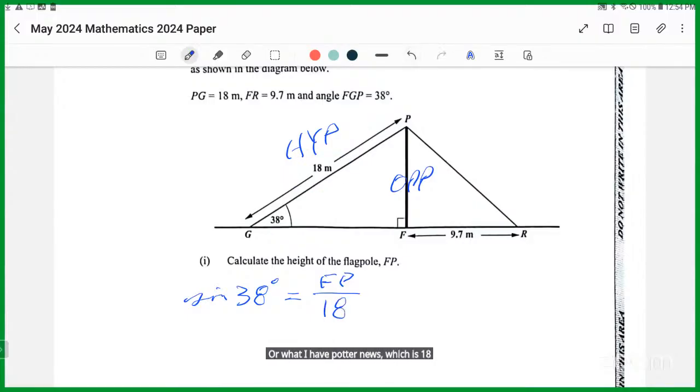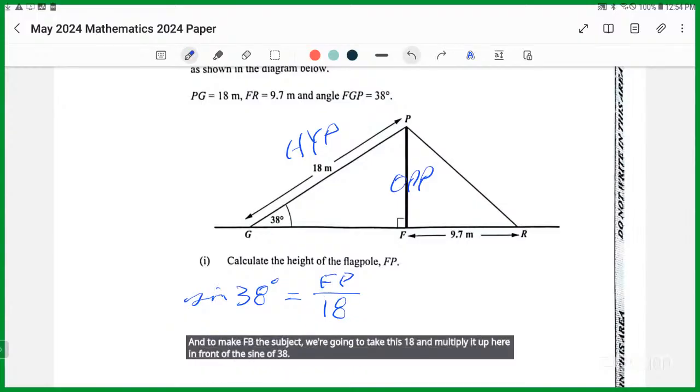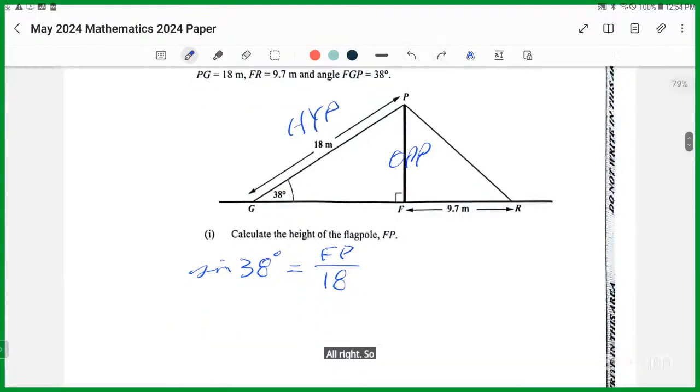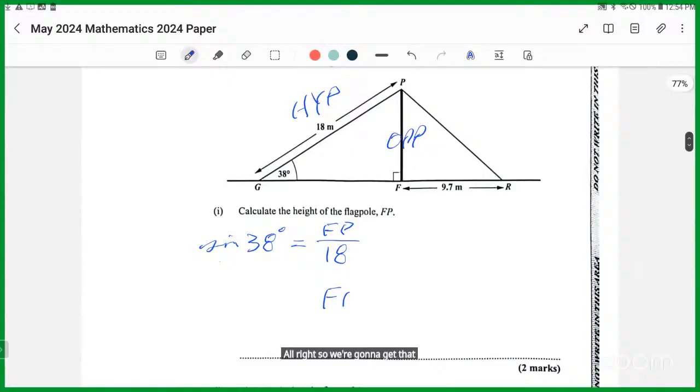We can just put in the values. Then to make FP the subject, we're going to take this 18 and multiply it up here in front of the sine of 38. All right? So we're going to get that FP is equal to 18 times the sine of 38 degrees.